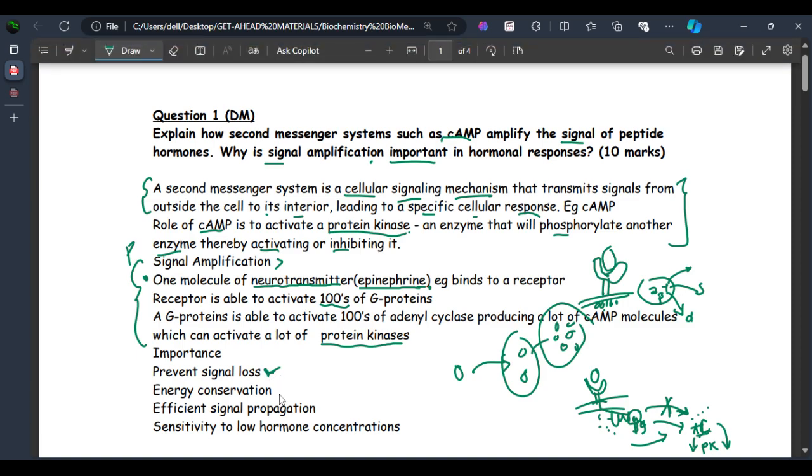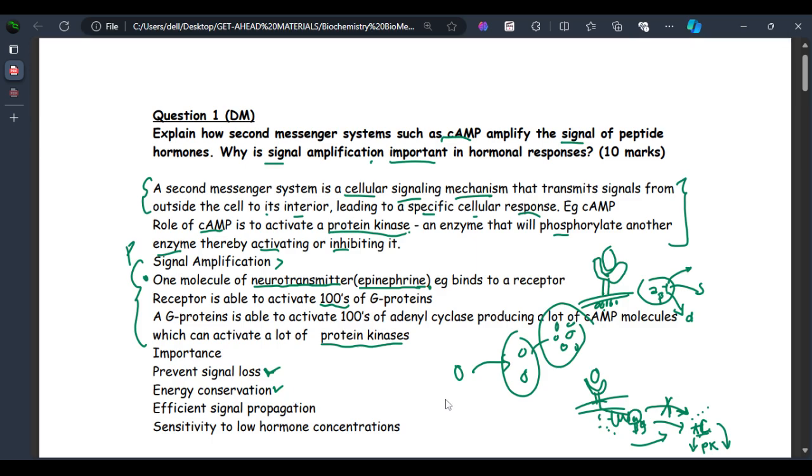This is how you explain this point. Then energy conservation. Energy conservation comes in the sense that you are not going to utilize a lot of hormones for you to activate a particular cellular response. Remember, the body is big, and the way hormones act, they're in small concentrations. So those small concentrations can be translated into bigger responses just by the signal amplification that we are talking about. So it conserves energy.